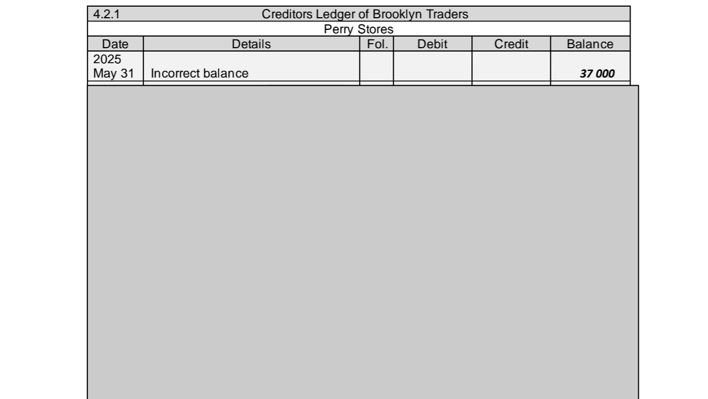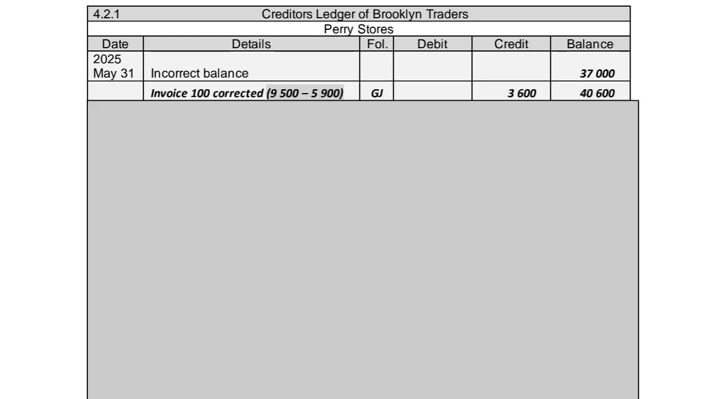Okay, so we start with our incorrect balance of 37,000 from our creditors ledger, and then we're going to say invoice 100 corrected, 9,500 minus 5,900 gives you 3,600 in the credit column. So our new balance will be 37,000 plus 3,600, which is 40,600.